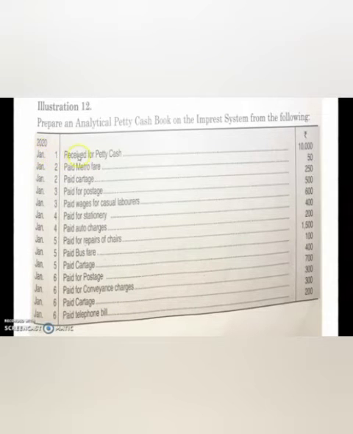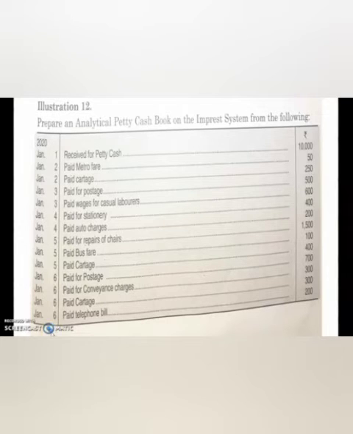Jan 1. Received for petty cash 10,000. Children, this is the amount which the head cashier hands over to the petty cashier at the beginning of the month or the beginning of the week. So the amount of 10,000 is handed over to the petty cashier by the head cashier. Now let us record this transaction.